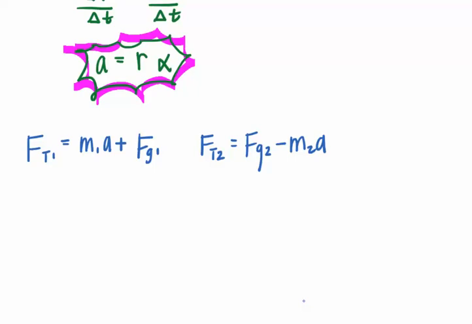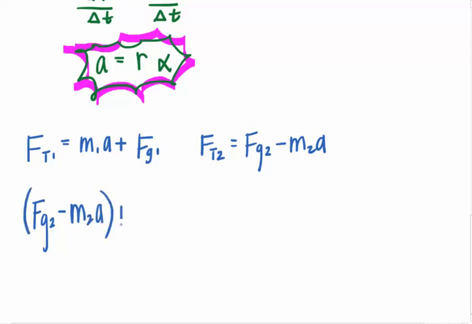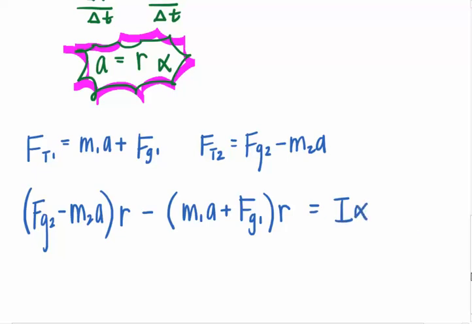Here we go. So then for our torque equation, we need F2, which would be Fg2 minus M2A, but all times R, minus the Ft1, which is M1A plus F sub G1, all times R, is equal to I times alpha. So that's just substitution into our torque equation from right above.